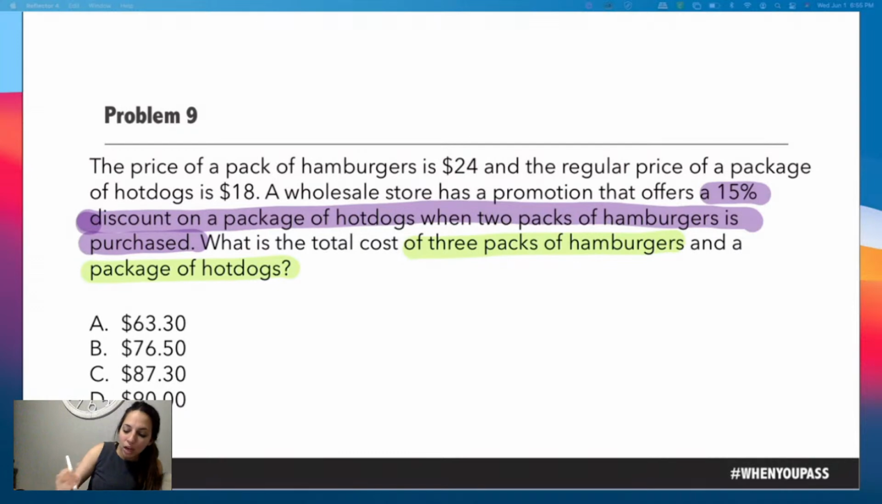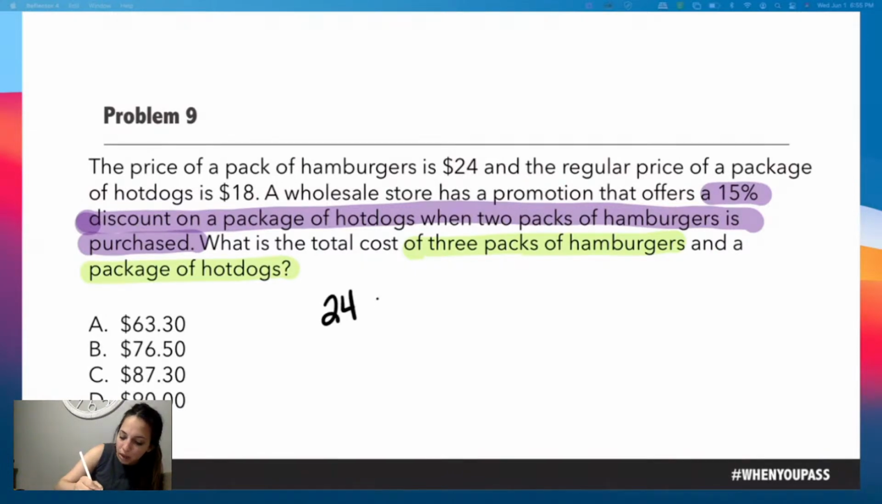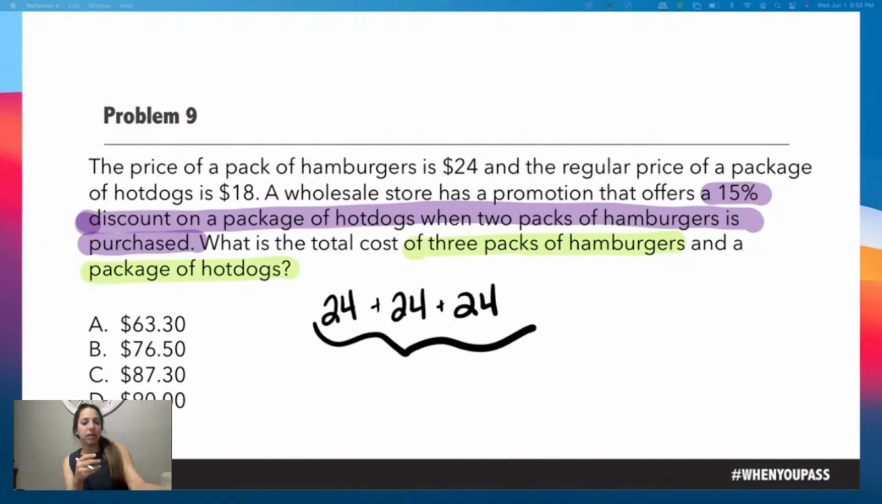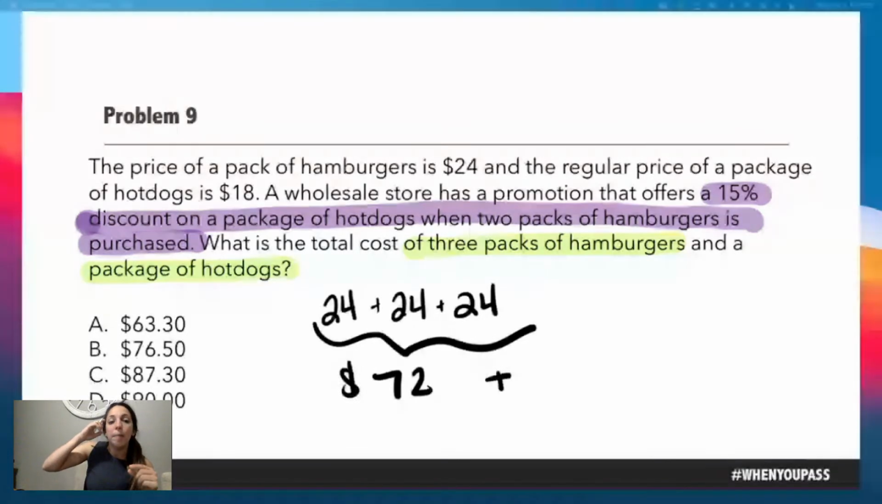So I know that I want 3 packs of hamburgers, and I'm not getting a discount on the hamburgers. So I know that I'm going to do 24 plus 24 plus 24. And that's going to equal, I am going to use my calculator because my brain is dead. 24 times 3, 72. But then I also need to add my hot dog. But I'm going to have to figure out my discount.